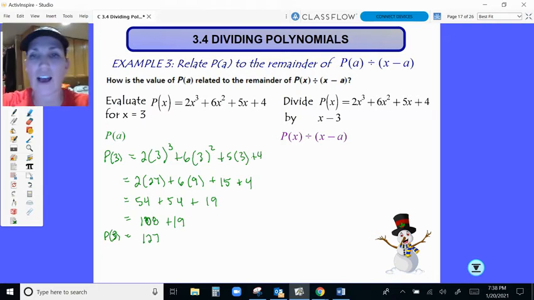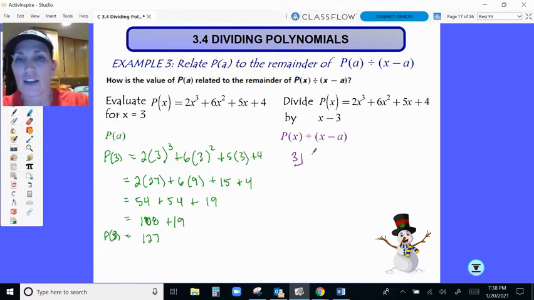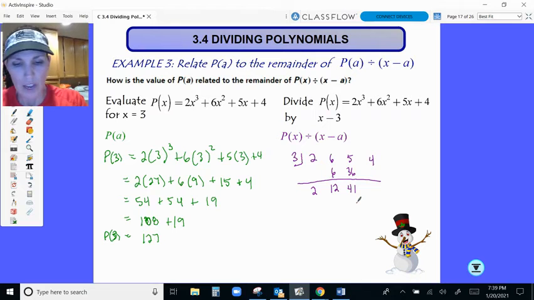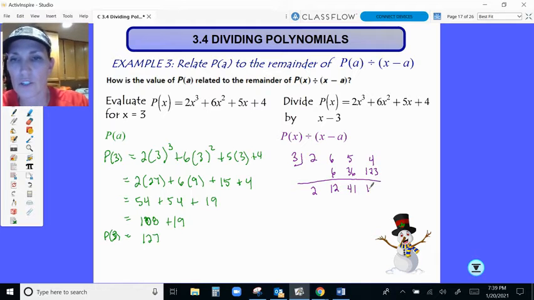Now next, what I'm going to do is divide. So if I take this positive 3, and divide into this polynomial, 2, 6, 5, and 4. If I drop this 2 down, it's the first step always. I'm going to take 3 times 2 is 6 and add those. It gives me 12. 3 times 12 is 36. I'm going to add those together. It gives me a 41. And then I'm going to take my 3 times 41. 3 times 41 is 123. Add those, it's 127. And you'll notice it. Look at that. So that is a remainder.